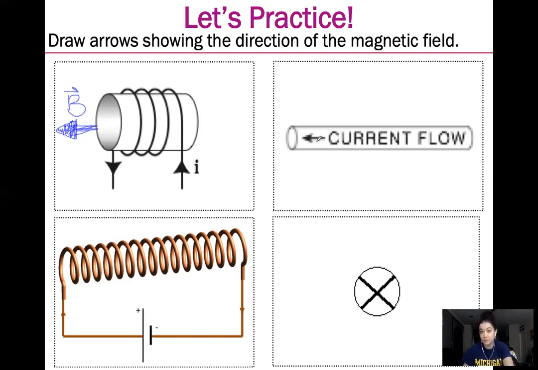Let's look at this next one. Is this a straight wire or a solenoid? It's a straight wire. Because it's a straight wire, we're going to go back and use our first right-hand rule.